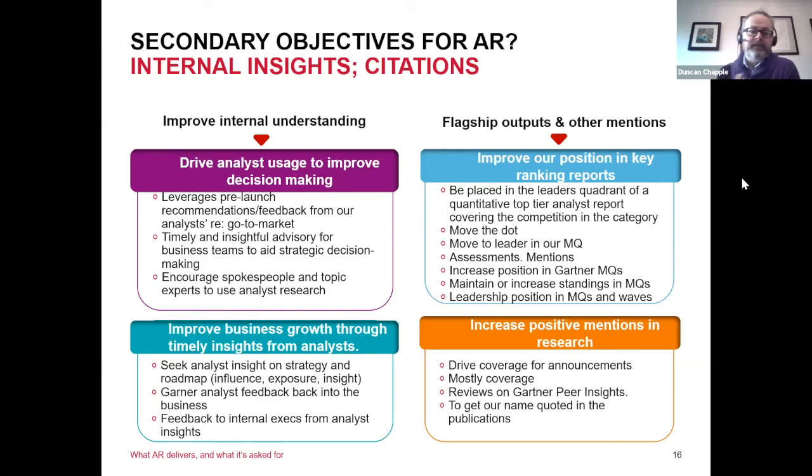And then fourthly, completely unsurprisingly, flagship outputs. People want to be better placed in key ranking reports. Obviously, this is especially important for large, mid-sized organizations, which are in those reports. If you're a small organization, if you can't get into a ranking report, if there's no ranking report for your sector, then that's maybe going to be a more modest goal. But increasing positive mentions in research is definitely important, both directly in terms of engaging with analysts and getting analysts to hear your story, but also looking at things like Gartner's peer reviews and other ways of getting feedback from your customers into the hands of analysts, because analysts are probably going to trust your customers more than they trust you.